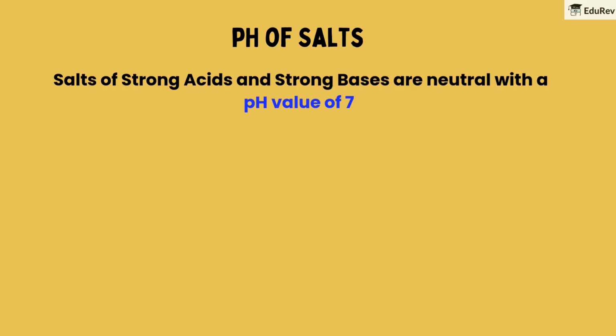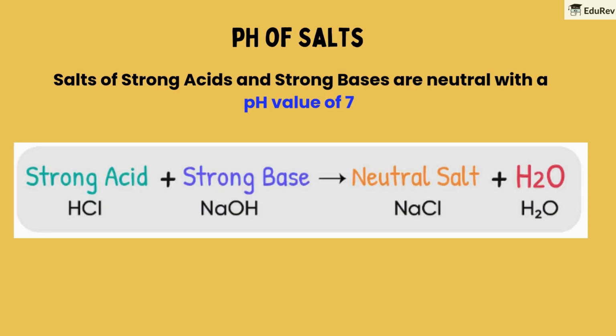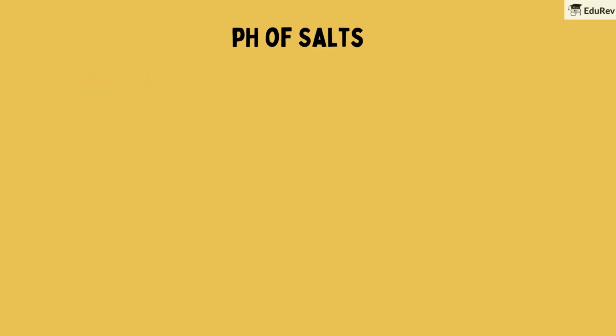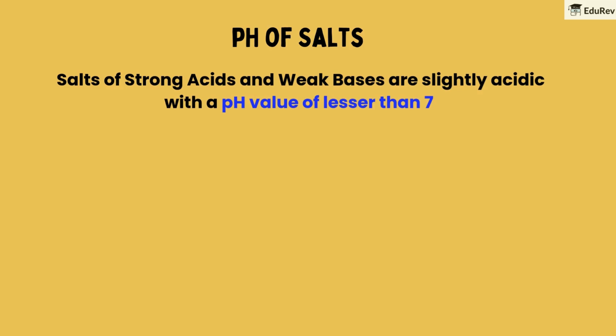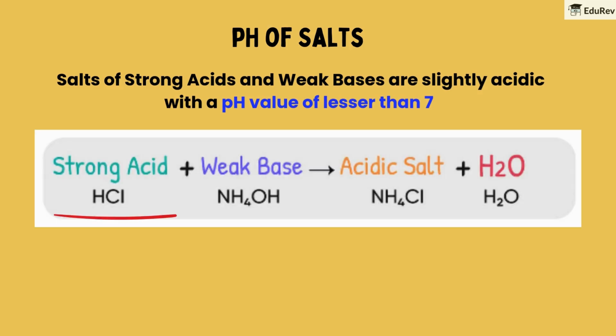Salts of strong acids and strong bases are neutral with a pH value of 7. For example, strong acid hydrochloric acid, when reacted with a strong base, sodium hydroxide, gives common salt sodium chloride. Sodium chloride is a neutral salt with a pH of 7. Salts of strong acids and weak bases are slightly acidic with a pH value of less than 7. For example, strong acid, hydrochloric acid, when reacted with a weak base, ammonium hydroxide, gives an acidic salt, ammonium chloride.